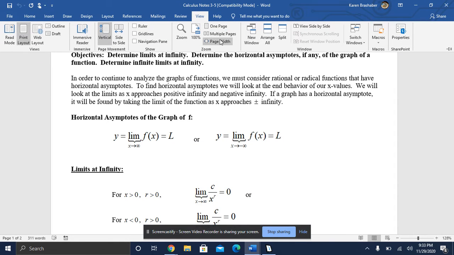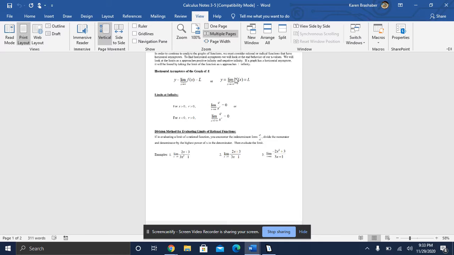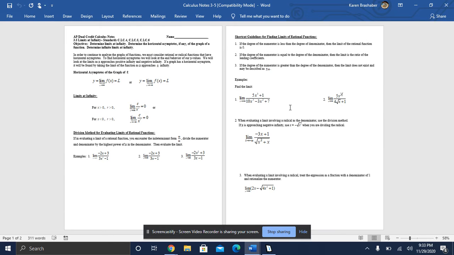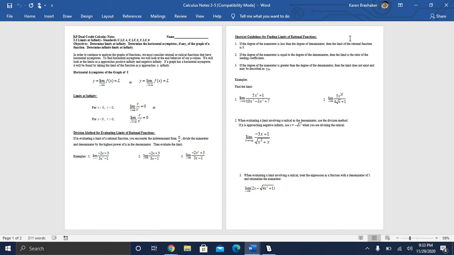Wanted to do a new video for this section because this is really how the majority of your homework will be done. So I want you to focus on the back of your notes right now, where you're looking at these 3 shortcut guidelines for finding limits. And the first one says if the degree of the numerator is less than the degree of the denominator, then the limit of the rational function is 0.